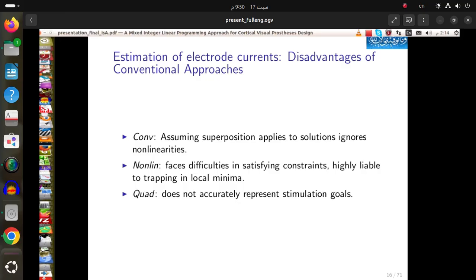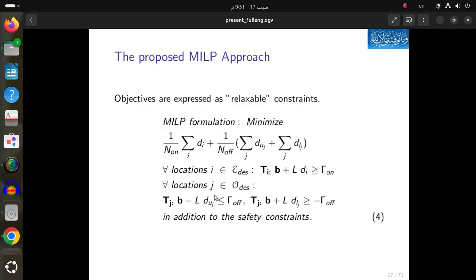Now, our proposed approach. Our proposed approach is close to the quadratic formulation. It uses the same principles. However, it is a perfectly linear approach. We looked at the problem from a different point of view. We looked at it as a multi-objective problem.